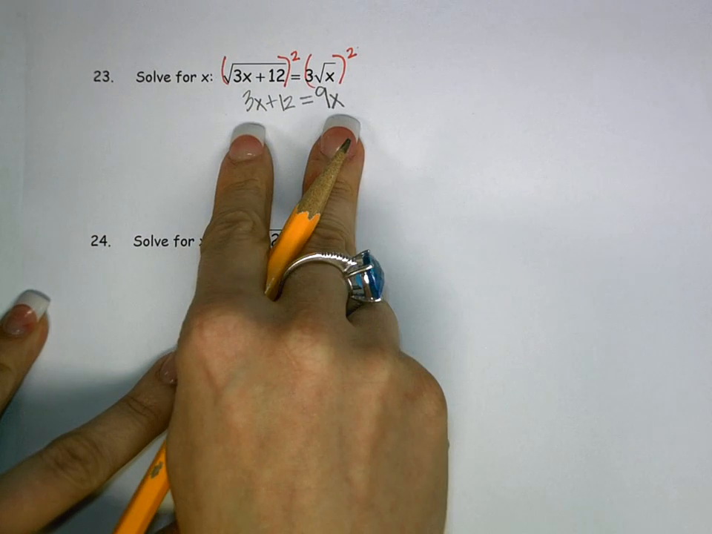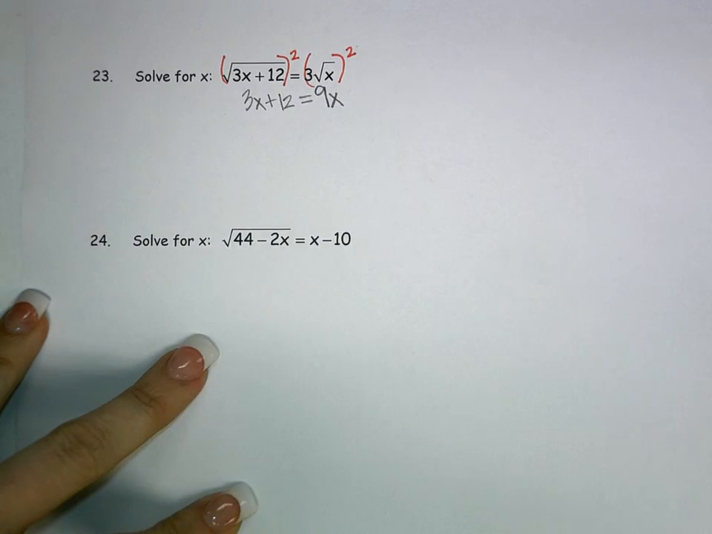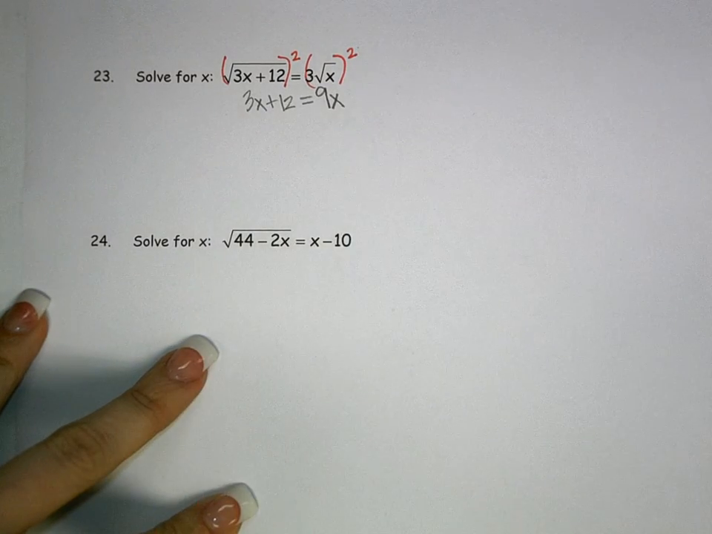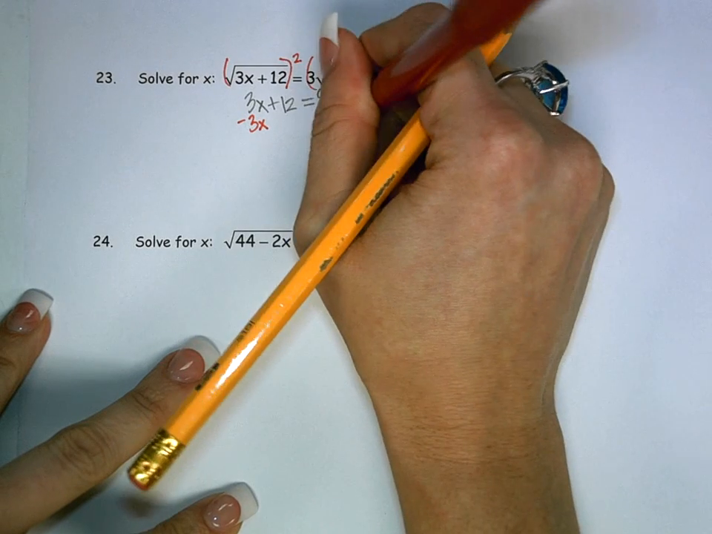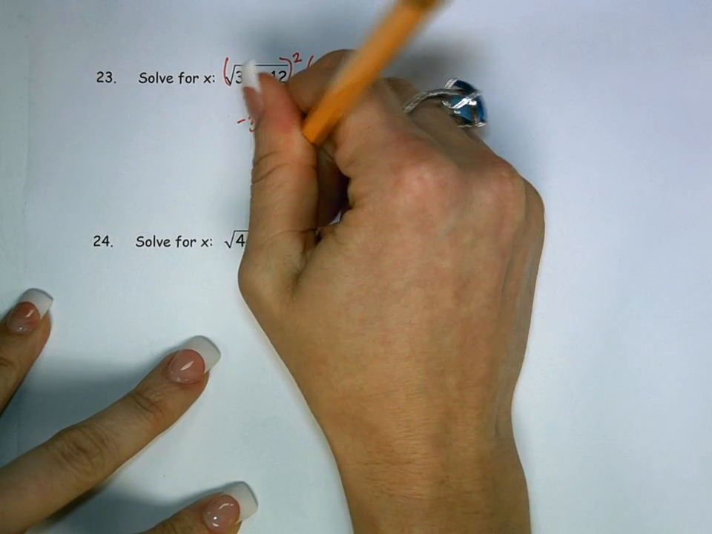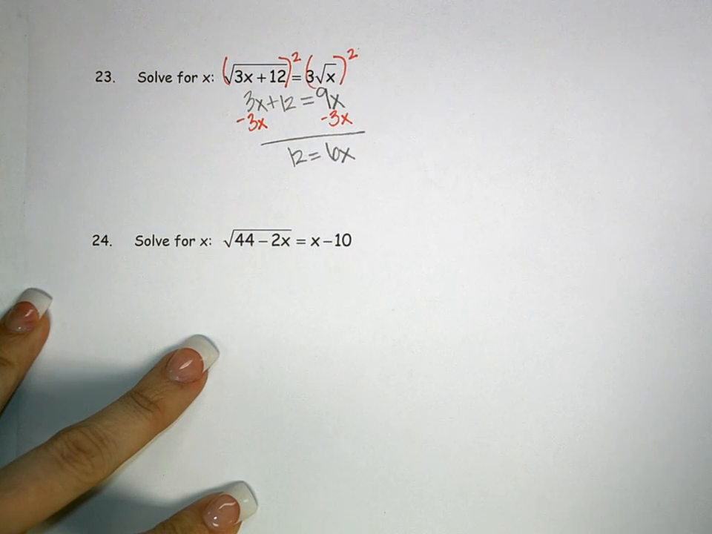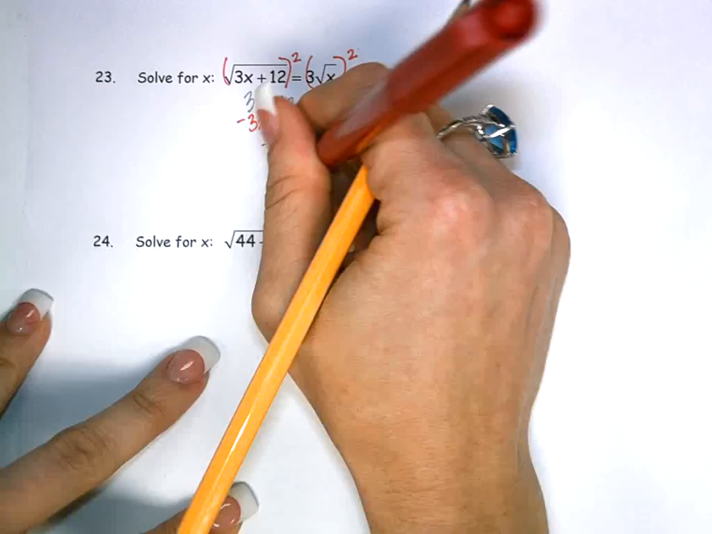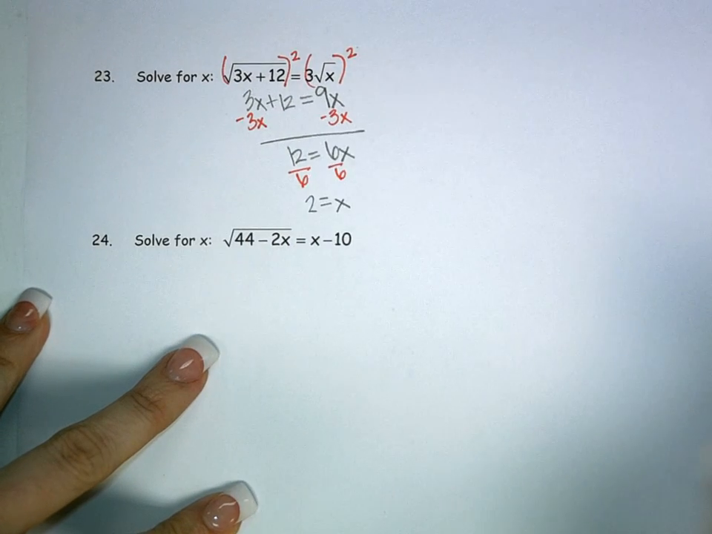Okay, if you have numbers and letters here, if you do not have anything with a square in it, you want to get numbers and letters on opposite sides of the equation. So move this over. If we subtract 3x, that gives us an equation of 12 equals 6x. Divide by 6 to get x by itself. You get an answer of 2 equals x.